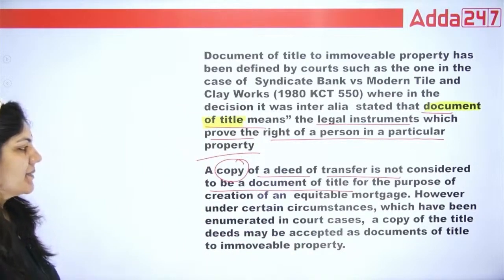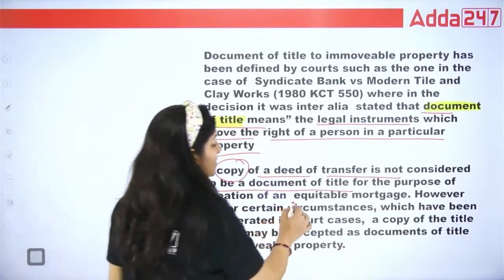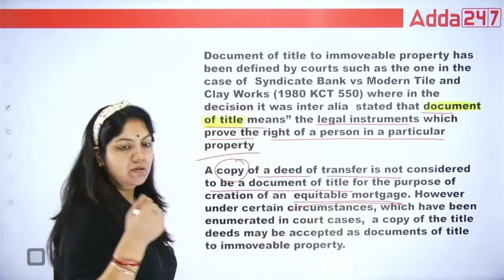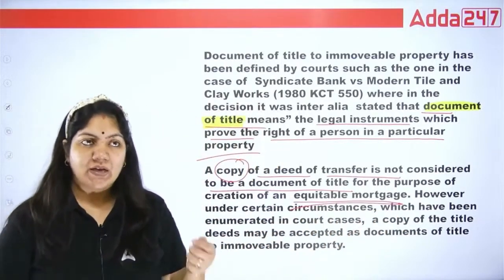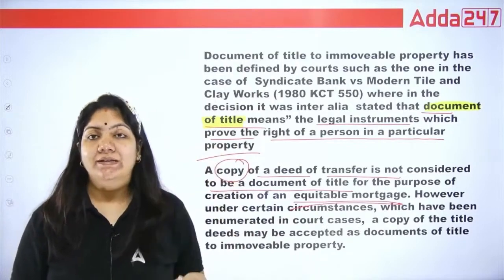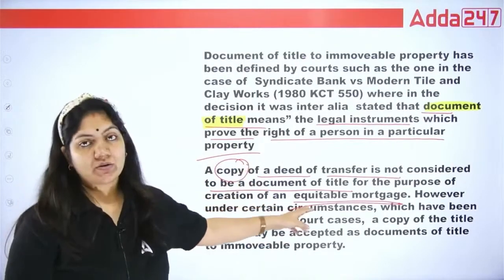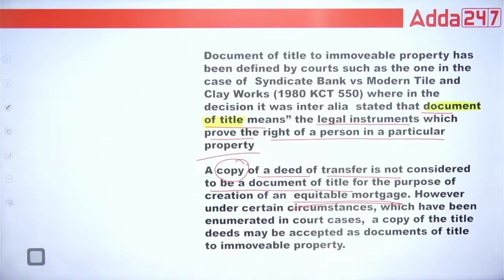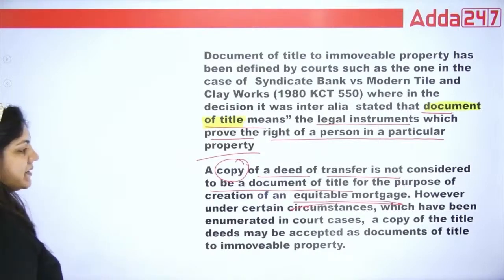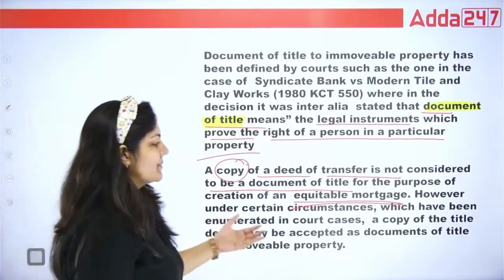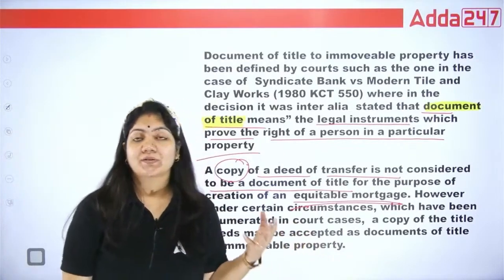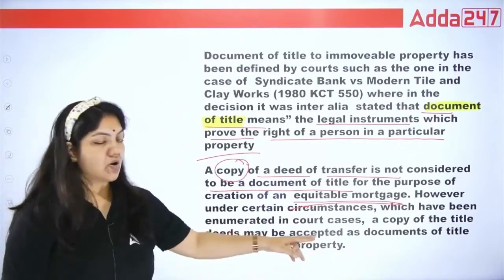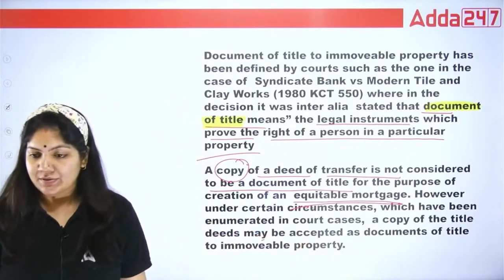See, in the equitable mortgage now, we have to give a particular title deed. So that's why a copy is not accepted in the equitable mortgage. However, under certain circumstances which have been enumerated in the court case, the copy of the title deed may be accepted as a document of title. So there are certain circumstances in which the original is not found. We can give the copy of it. So this is important. Okay.